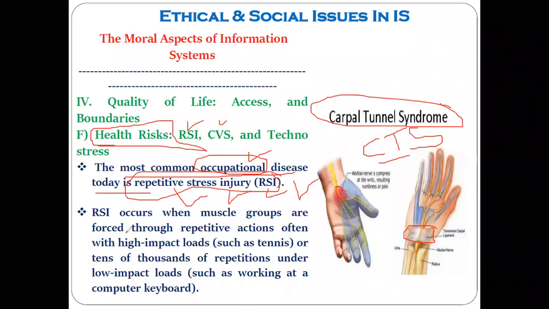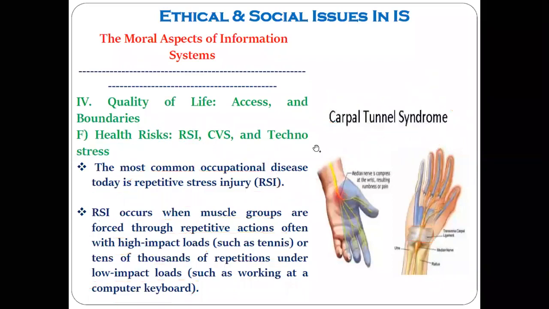What I have mentioned here is that RSI occurs when muscle groups are forced through repetitive action, either with high impact load such as tennis, or tens of thousands of repetitions under low impact loads. When we type, we are doing a repetitive task. You are getting my point. And the load of that repetitive task is very low. Even because of that, this kind of repetitive stress injury happens. And one of the diseases related to that is carpal tunnel syndrome, which occurs when you are working at a computer keyboard. So that is one of the issues related to health risk. Understood?